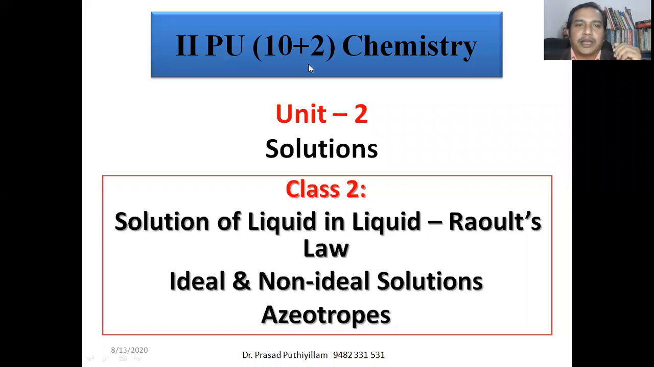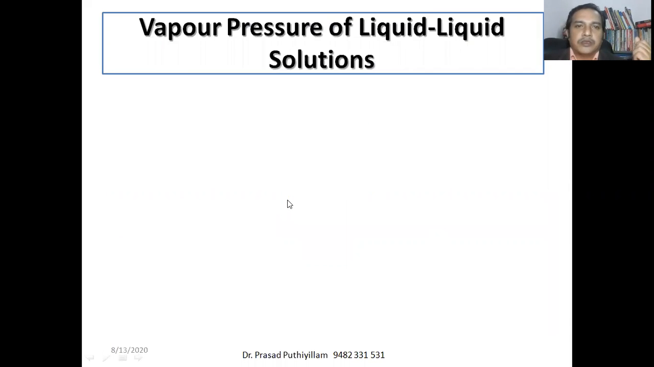Continuing my classes for second PU, that is plus 2 chemistry. This is the class for unit 2, Solutions, and it's class number 2. Here I'll be explaining about solutions of liquid in liquid, continued by Raoult's law, then ideal and non-ideal solutions, followed by azeotropes. So, vapor pressure of liquid solutions.